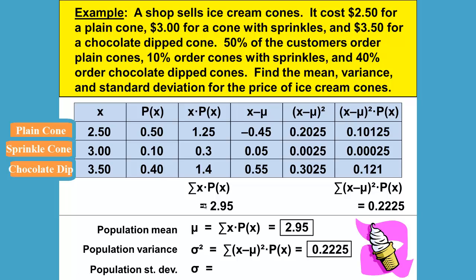Now we can answer the final question in this example, which is to find the standard deviation. We do this by taking the square root of the variance, the square root of 0.2225, and this gives us 0.4717. Please follow your teacher's guidelines when rounding. This completes the questions, as we have found the mean of $2.95 and the variance of 0.2225 and the standard deviation of 0.4717.